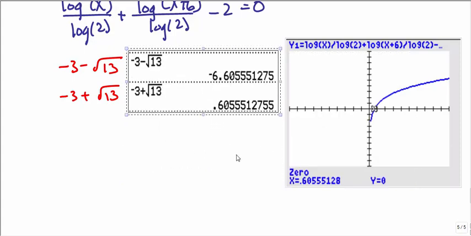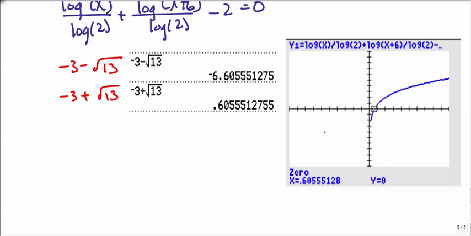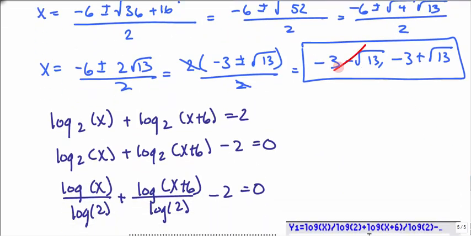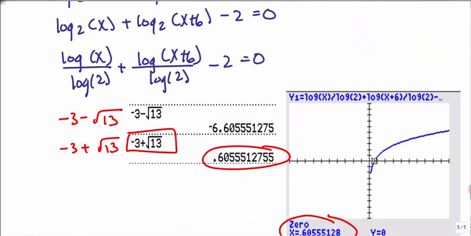So what's going on here? We can see that this one matches perfectly with this one. So that tells me that my solution here is the -3 plus the square root of 13. Why do I have to throw out this one? Why is this one not a solution? Well, the reason it's not a solution is this is a negative number, and I can't take the log of a negative number.